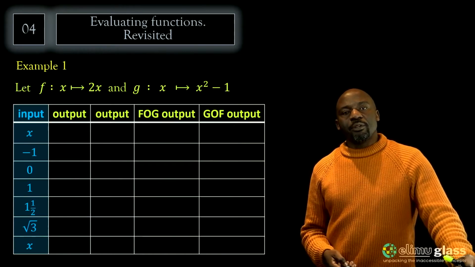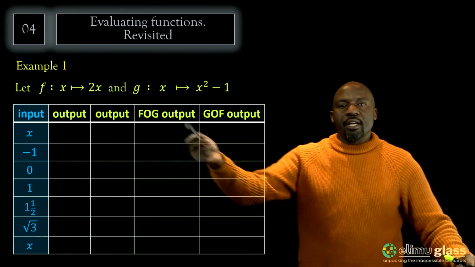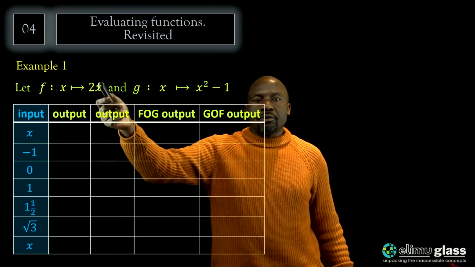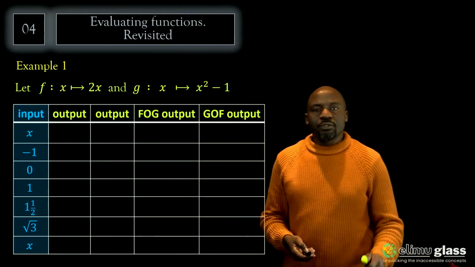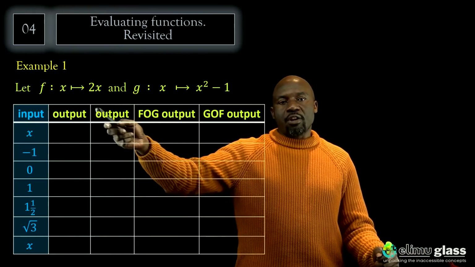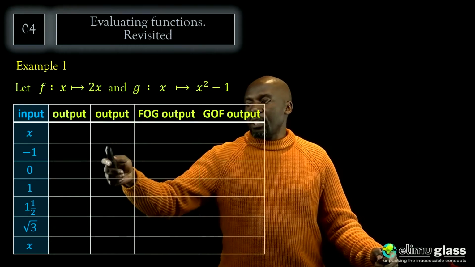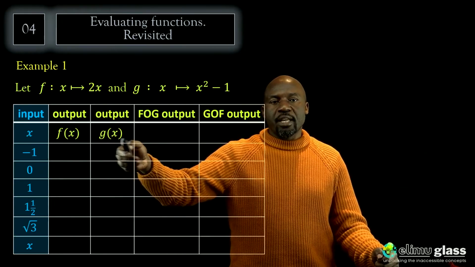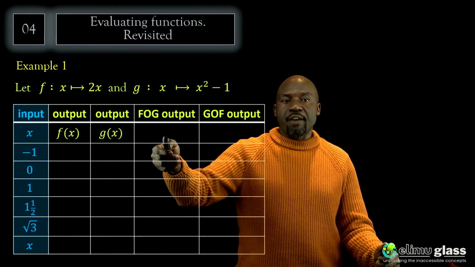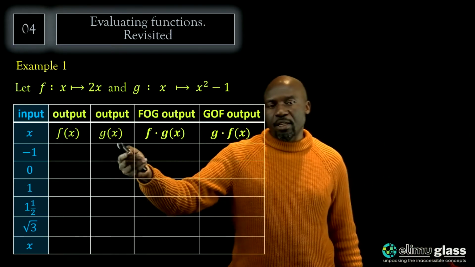Here is a table with the values of functions f and g and the composites f of g and g of f calculated. Here, f of x is 2x, and g of x is x squared minus 1. Our job is to find the values of the output for the given input. In other words, what's the value of the output f of x? What's the value of g of x? What's the value of f of g of x and g of f of x? We want to determine these values.